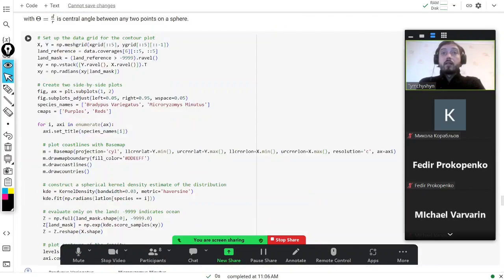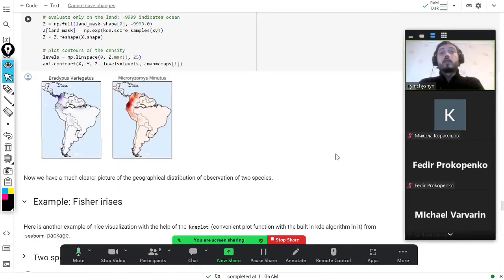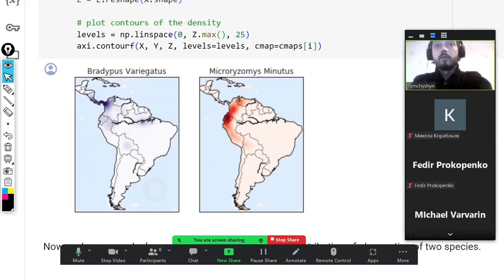And the better solution is using KDE. So here is an example of using KDE. And now from these images, you can immediately gain some information on where each of these species is more common, just by looking at this picture.